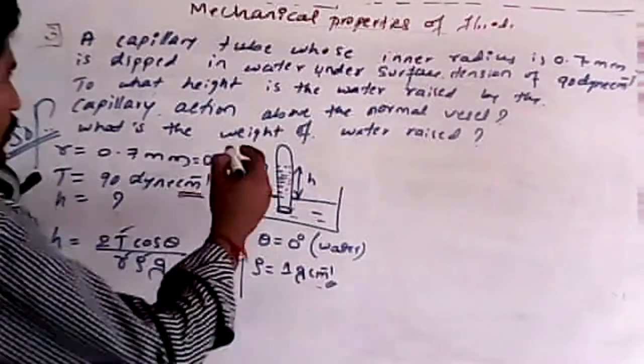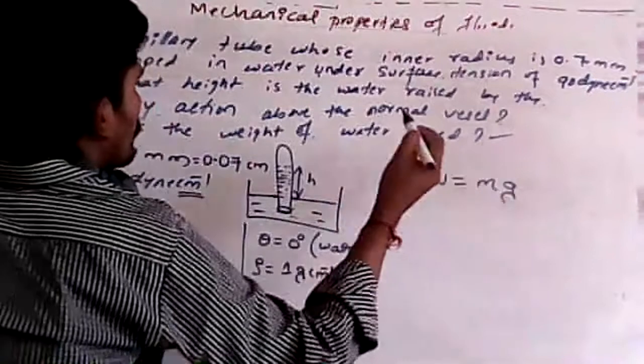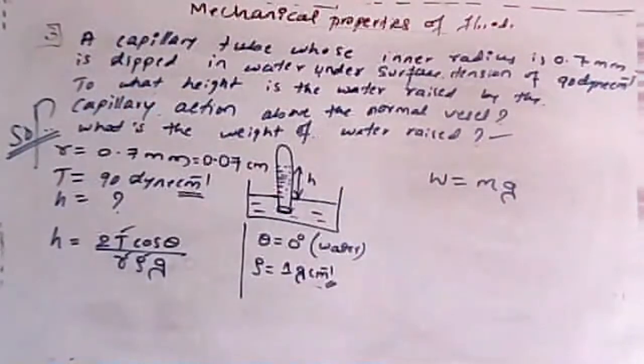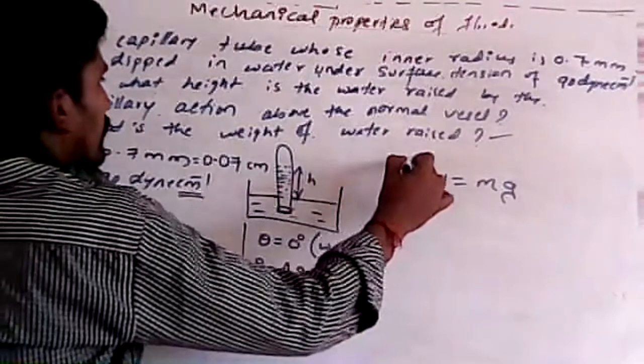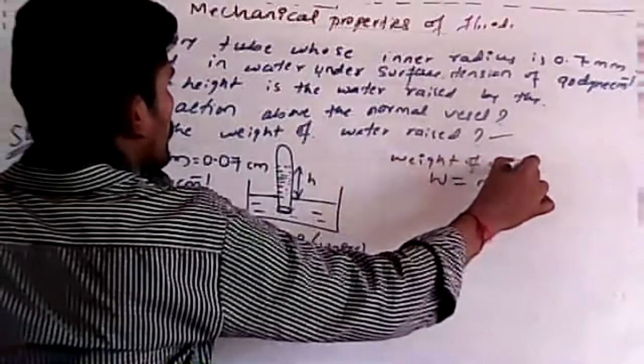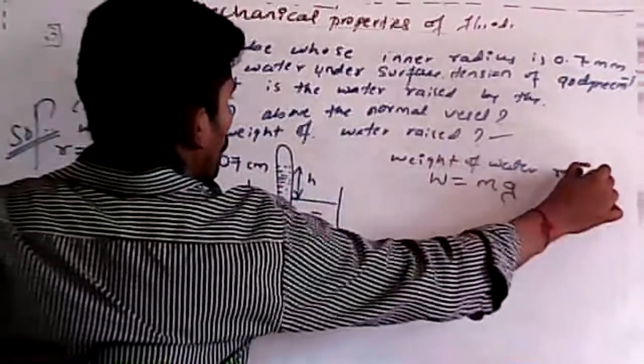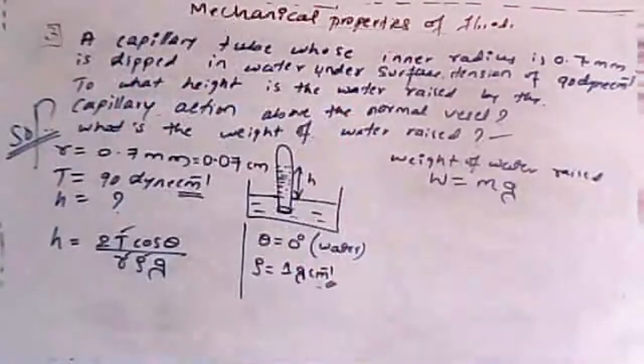Okay, after this, they asked one more: what is the weight? Weight is nothing but the M into G formula. You just tell me. Weight of water raised, how much is that weight? First you just tell me what H you will get, then I will tell you how to solve this. Anyone getting?